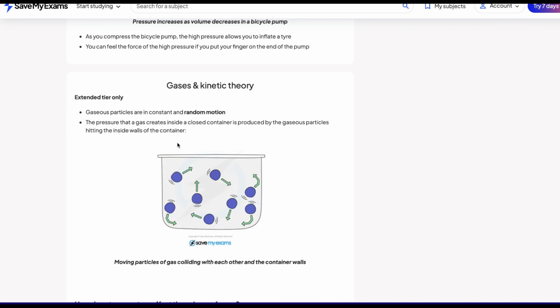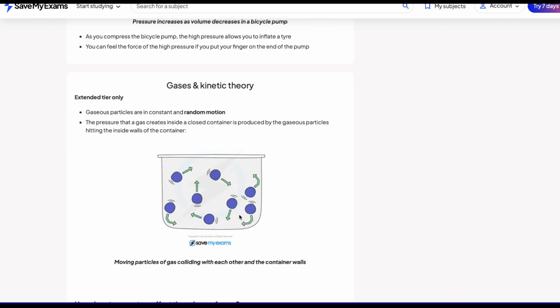Gases and kinetic theory. Like we said, the gaseous particles are in constant random motion. These particles move in every direction. They hit themselves, and they hit the walls of the container. See, this one hits this wall, and it bounces, changing direction this way. So they are moving randomly, in a zigzag manner. This one hits the wall at this point, and then it goes this direction, bouncing off. So they hit themselves and hit the walls of the container.